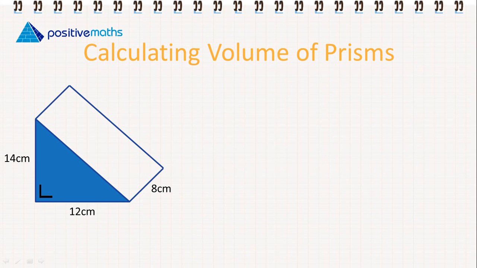Let's look at another problem. Here we're given different dimensions. We have the base of the triangle is equal to 12. The height is equal to 14 centimeters. And the length of the prism is equal to 8 centimeters. So again, we want to remember that the volume is equal to the area of the cross section multiplied by the length.